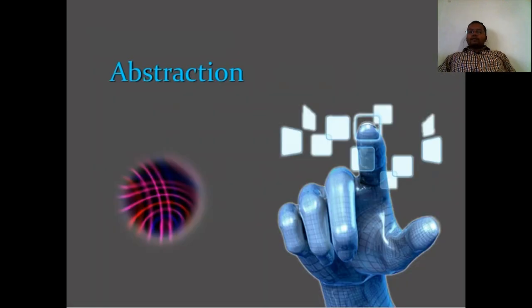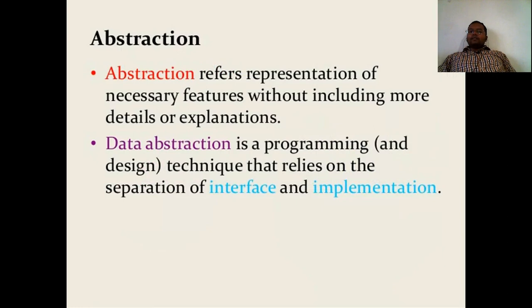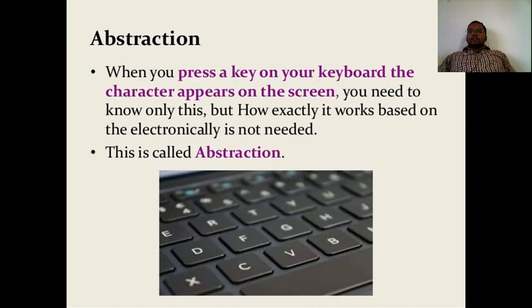So let's see abstraction. Abstraction refers to the presentation of necessary features without including more details or explanations. Data abstraction is a programming and design technique that relies on the separation of interface and implementation. A simple example of abstraction: when you press a key on your keyboard, the character appears on the screen. You need to know only this, but how exactly it works electronically is not needed.